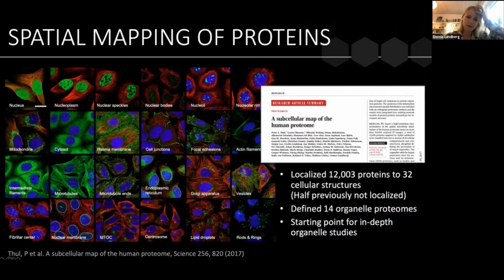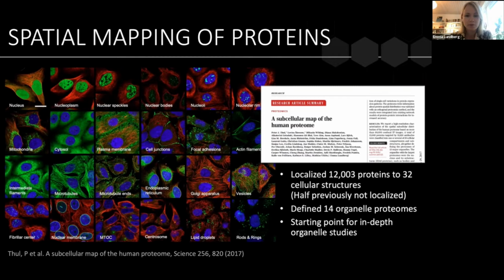A couple of years back, we published a paper called the Subcellular Map of the Human Proteome, where we have mapped, now nearly 14,000 proteins to 32 different cellular structures. Half of these proteins were previously never localized, not present in UniProt. We could define 14 organelle proteomes. So this is a great basic data set as a starting point for in-depth organelle studies. Since we published this paper, there are some key findings in here that I will build upon in the rest of my talk.